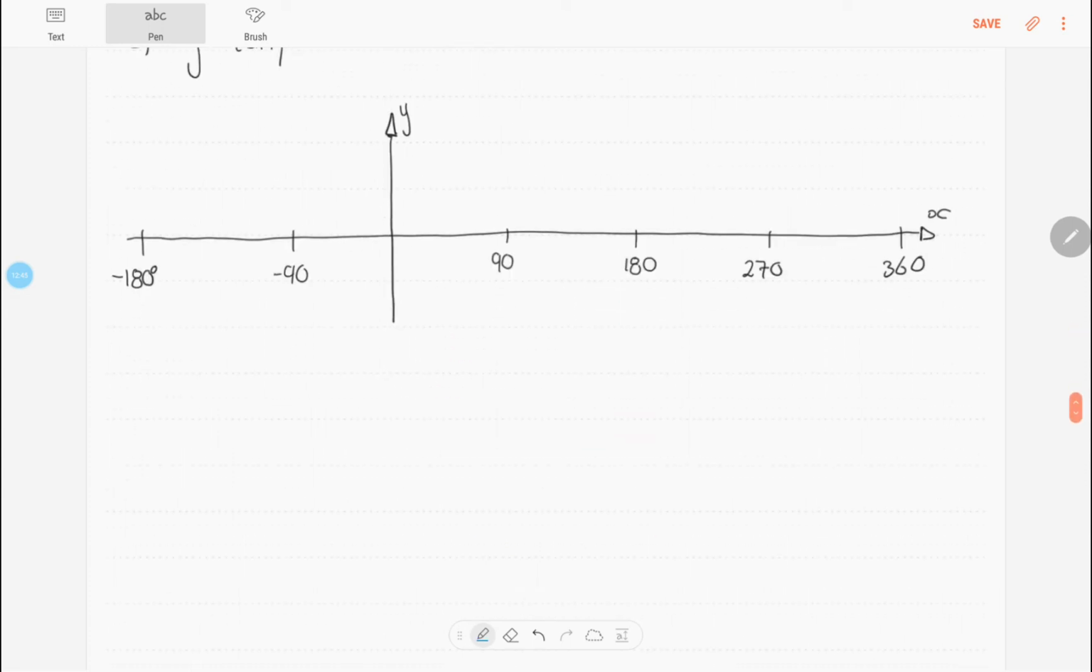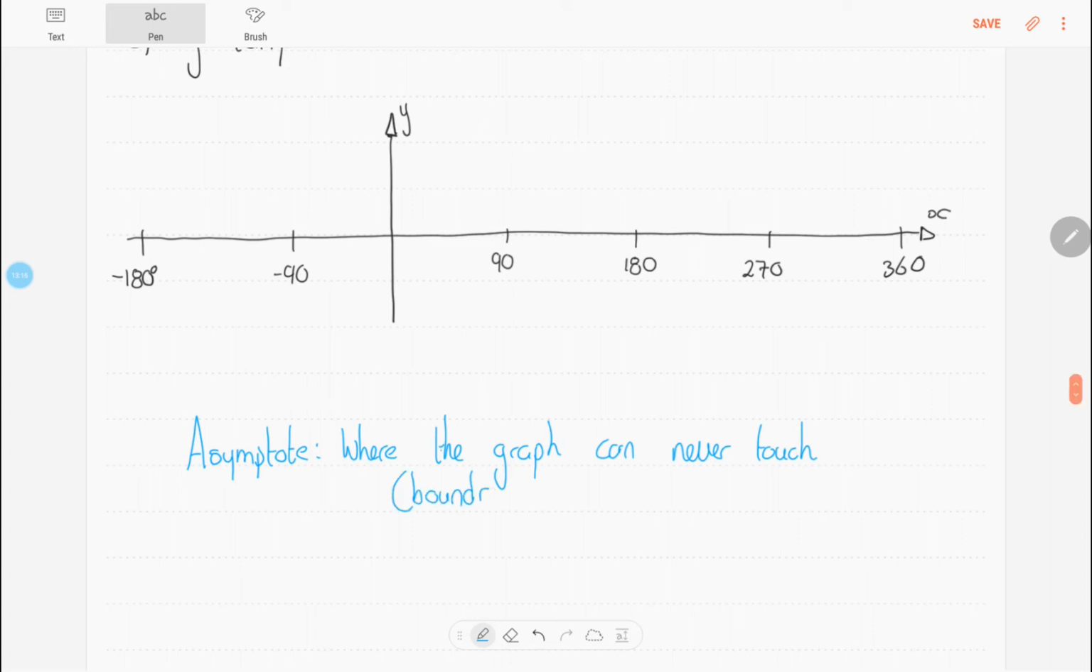So what an asymptote is, is where our graph can never touch. It's kind of like a boundary line. Remember there's a P in there, everyone forgets the P. So an asymptote is where the graph can never touch. It's like a boundary line. Can't touch it. We can get closer and closer for eternity, but it will never touch.